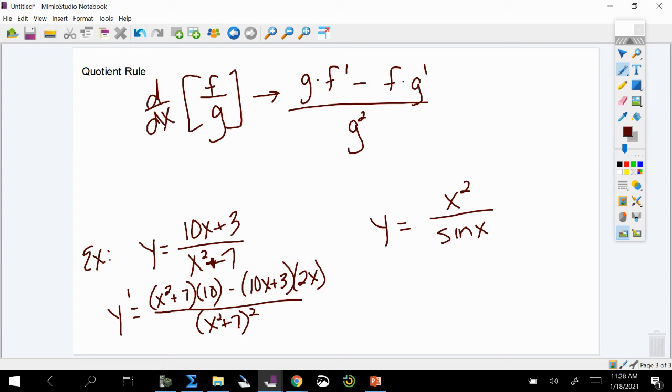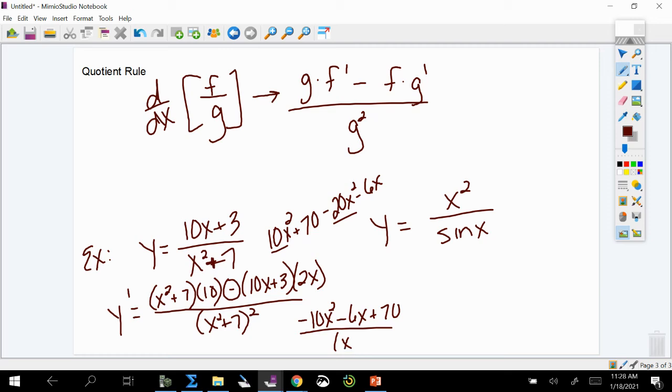So on the top, I'm just going to do a little scrap work. I'm going to distribute the 10, so I'm going to get 10x squared plus 70 minus, I'm going to distribute the 2x. I'm also going to distribute the minus sign as I distribute that 2x. So I'm going to get minus 20x squared and then a minus 6x. So my final answer, when I combine terms, is negative 10x squared, negative 6x, and a positive 70, all over the quantity x squared plus 7, squared.